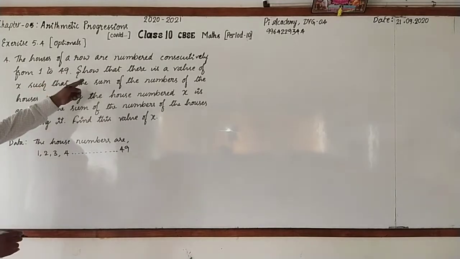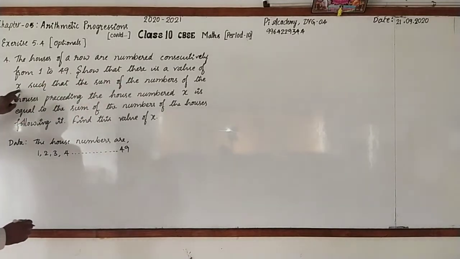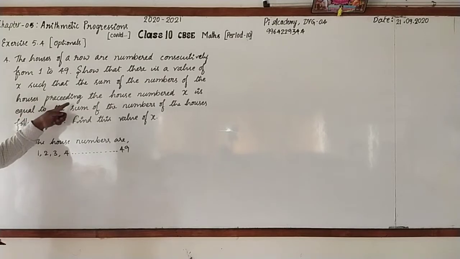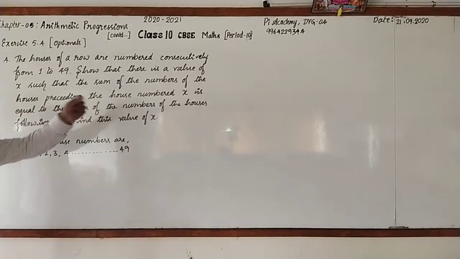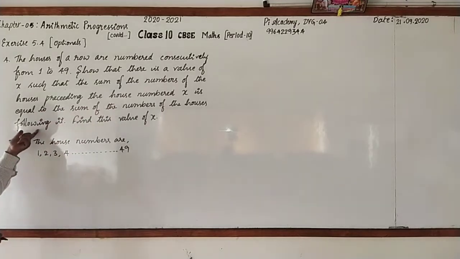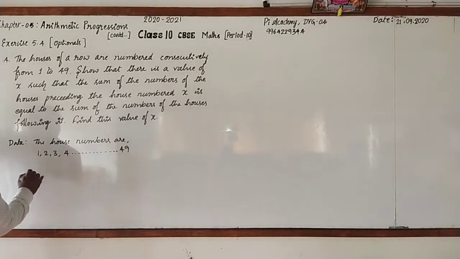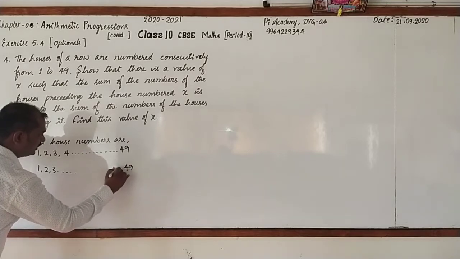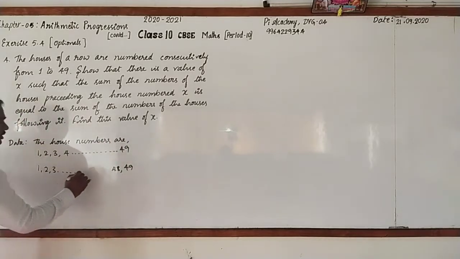Right? Then show that there is a value of x such that the sum of the numbers of the houses preceding the house number x is equal to the sum of the numbers of houses following it. Find this value of x. Did you understand? Look here. Here they have given the house numbers 1, 2, 3 and so on up to 49. That is 48, 49 and so up to 49.